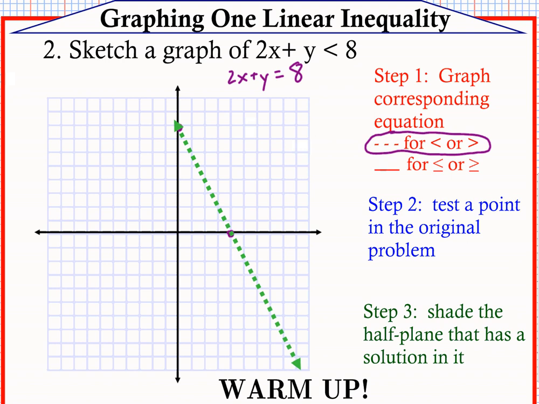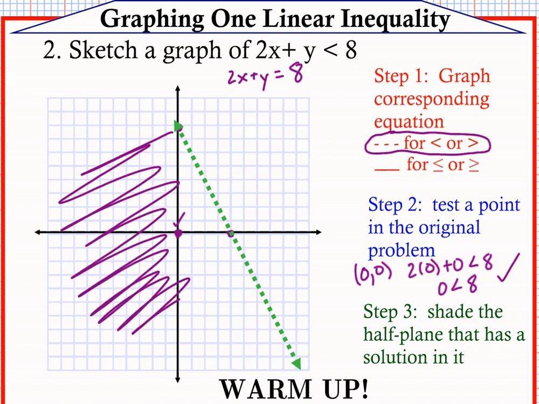So now we're going to test a point in the original problem. Again, the point we're going to use is 0, 0. And we're going to see if that works. Now this type of inequality, one that's written like standard form with x and y on the same side, makes it really easy to test the point 0, 0. Because we always get something like 0 is less than 8. Now that is true. So that means that this point works, and we're going to shade out everything on that side of the line.